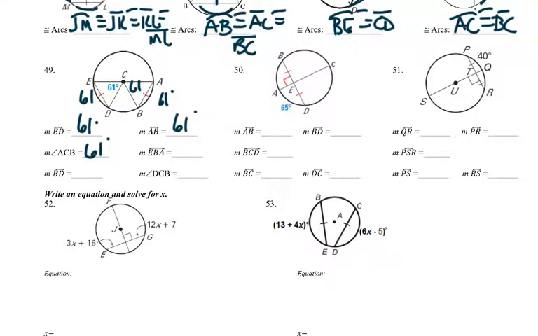EBA is this whole arc from E to B to A. That's including that DB there. So that's that whole half a circle of 180. 61 and 61 is what? 122. So if I subtract 180 minus 122, what do I get? 58. So 58 for those two.